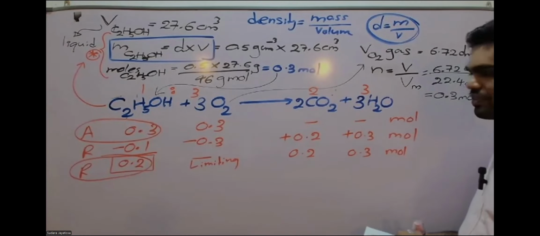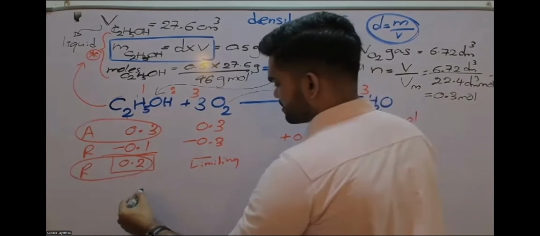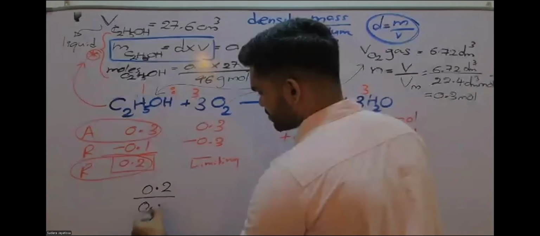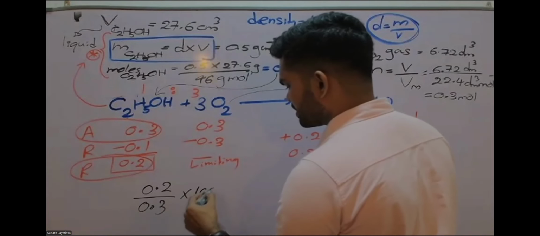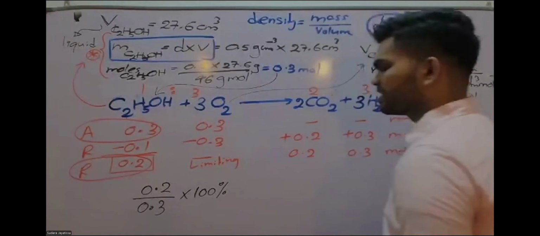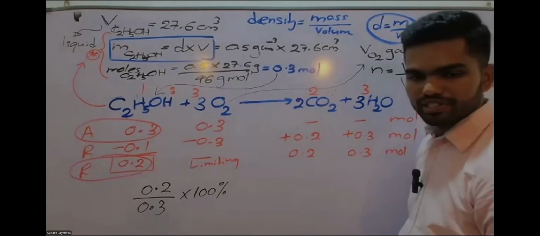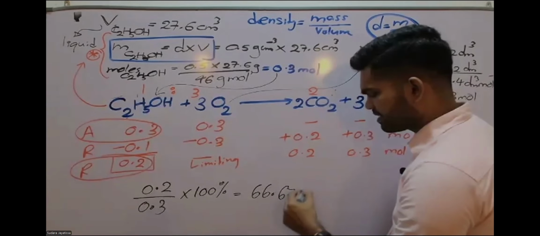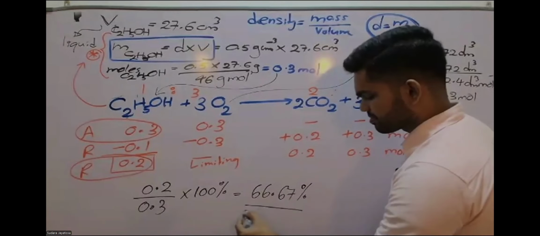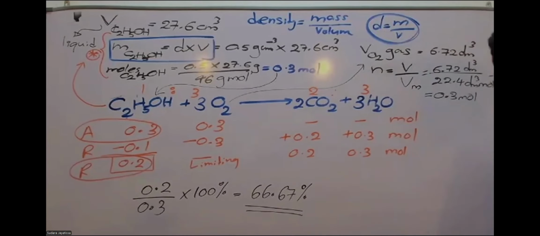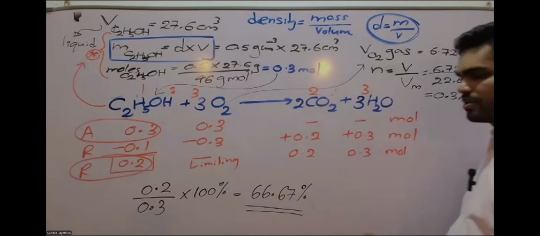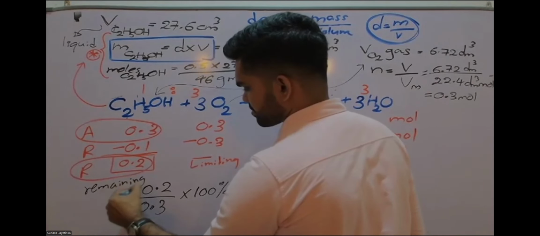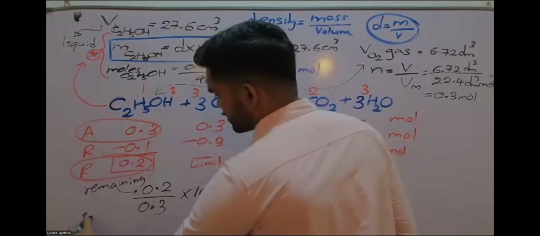So let's see how to get the final answer. The remaining number of moles is 0.2 and this is the number of moles you added. Then when you want the final answer as a percentage, you must multiply by 100%. Then you are going to get 66.67, the actual number, because you are rounding off now, otherwise it is not fair. This is the remaining amount and this is the initial amount or added amount.